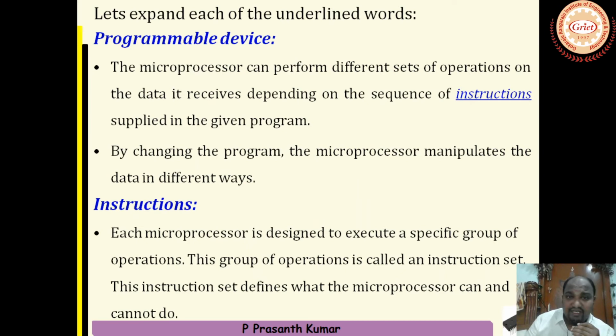Let's expand each of the underlined words in the definition. First, programmable device. The microprocessor can perform different sets of operations on the data it receives depending on the sequence of instructions supplied in the given program. By changing the program, the microprocessor can manipulate the data in different ways.